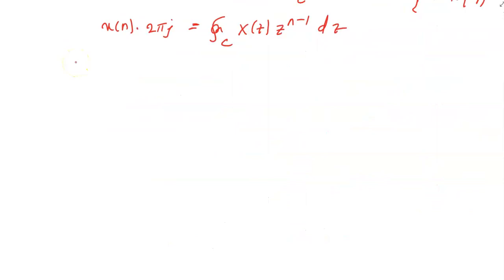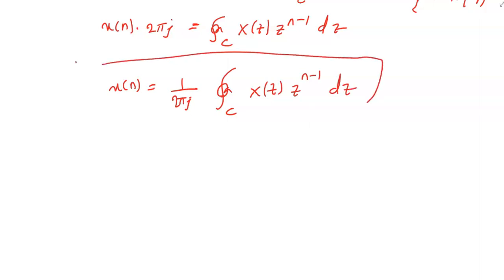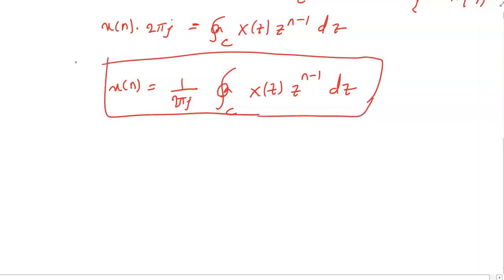So we have x of n equal to 1 upon 2 pi j times the complex integration of X of z times z to the power n minus 1 dz. This is a very important relation to find the value of x of n by direct integration. Maybe you are frightened by looking at this equation initially, but it is a very simple equation.